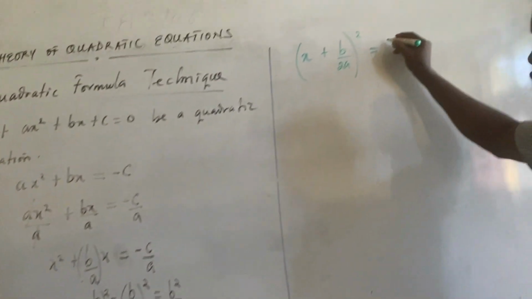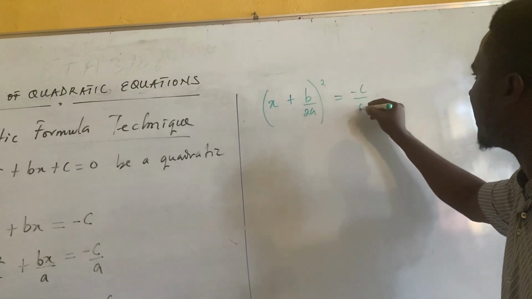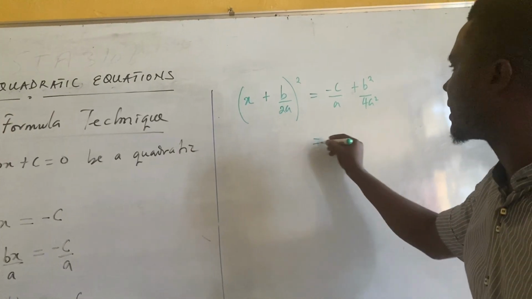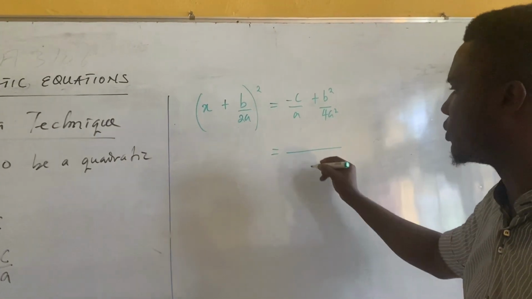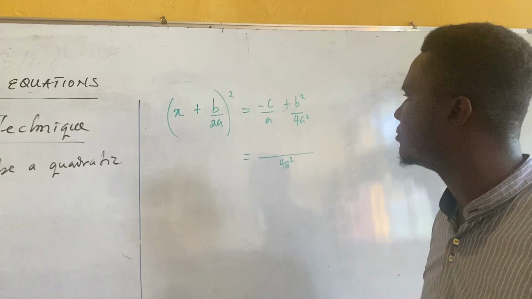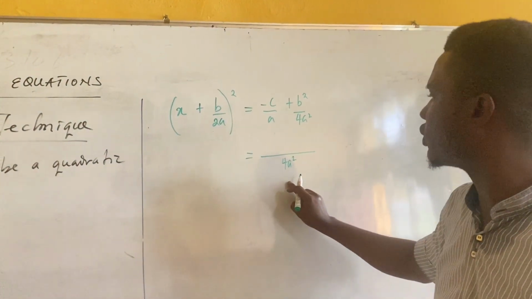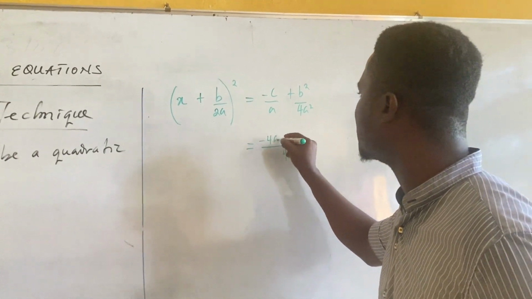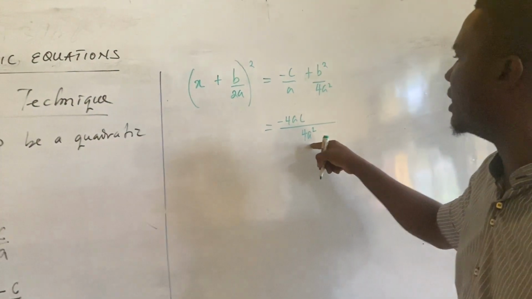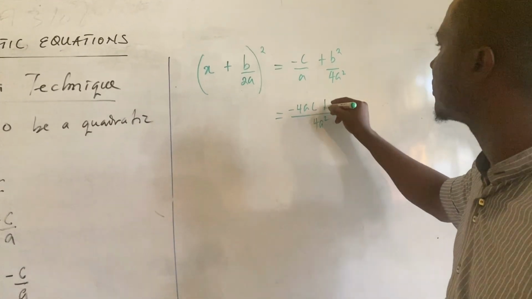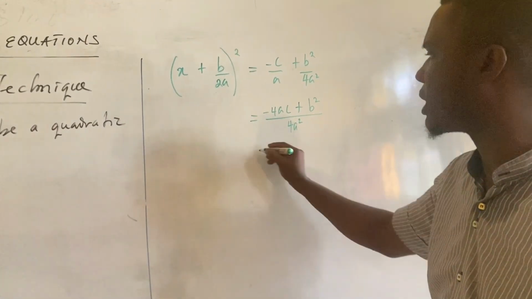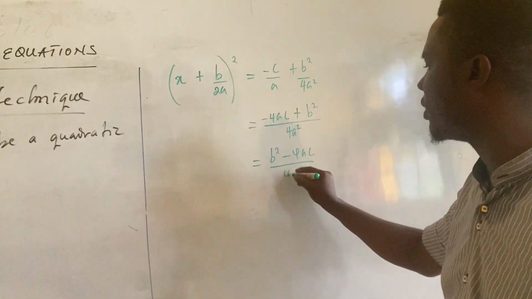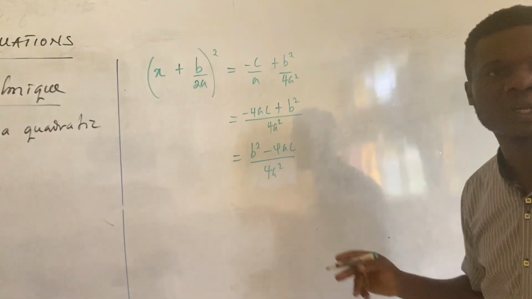And that will be equal to minus c over a plus b squared over 4a squared. So taking the LCM of a and 4a squared will give us 4a squared. A into 4a squared will give us 4a. So 4a multiplies c to give minus 4ac. 4a squared into 4a squared will give us 1. 1 times b squared gives us b squared, which can be written as b squared minus 4ac all over 4a squared if you reverse the problem, okay?